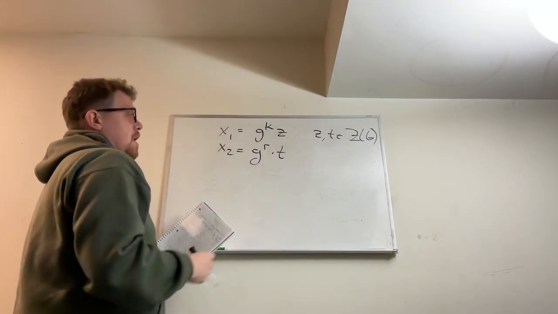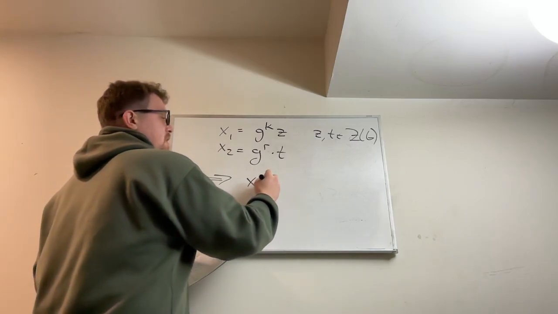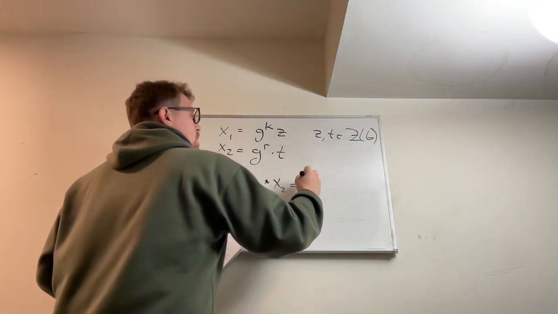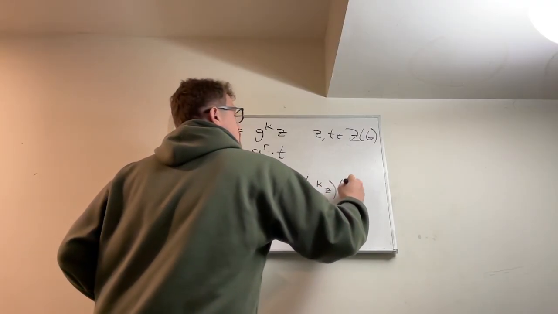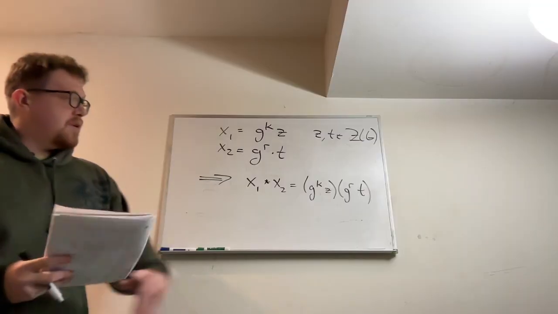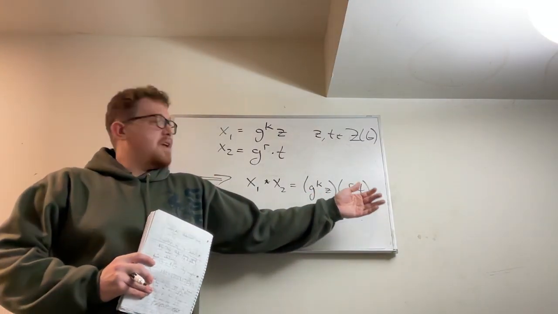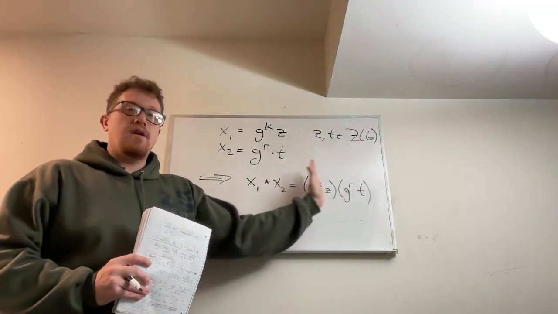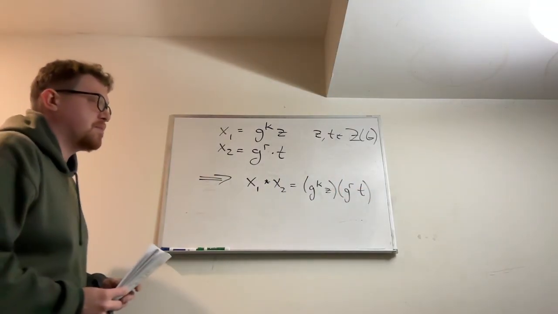It's just the element that we deduced has to exist if x1 and x2 are from the group. And therefore, if we multiply x1 times x2 on the left, well, this is just g^k z g^r t. Right, but z and t are in the center, so I can change the order of z and t with any other element, and it doesn't matter.